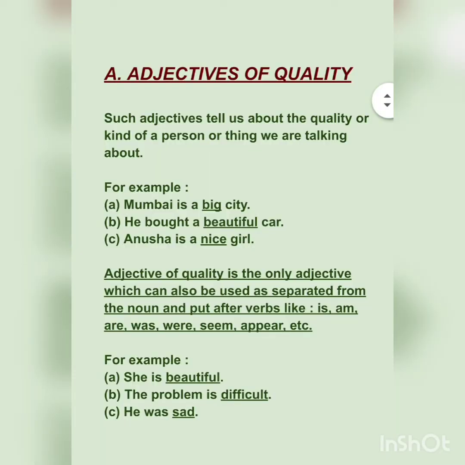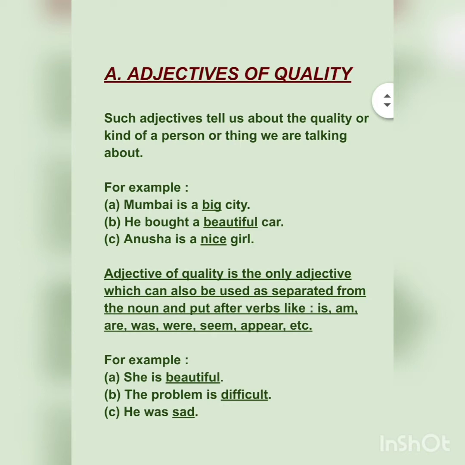Adjective of quality, as you can assume by its name, that means it tells us about the quality of a noun or pronoun. जो word किसी भी noun या pronoun की quality के बारे में बताएंगे, they will be called the adjective of quality. For example, Mumbai is a big city. He bought a beautiful car. Anusha is a nice girl. Here the words big, beautiful, and nice. These words are telling the quality of city, car, and girl. So they are the adjectives of quality.